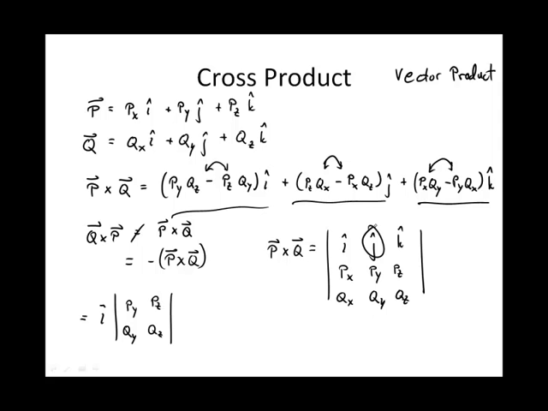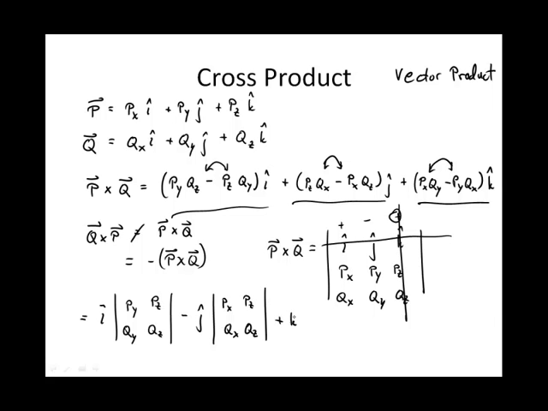And I go to the j hat. Now the rule of determinants is if this is positive, this is negative, and this is positive. So I'm going to subtract j hat. I take out the row and the column that j hat is in. And I'm left with p sub x, p sub z, q sub x, q sub z. So I'm done with the j column. And then here's the k. I take out the column and the row that k is in, and that's positive, so plus k hat. And I'm left with this: p sub x, p sub y, q sub x, q sub y.